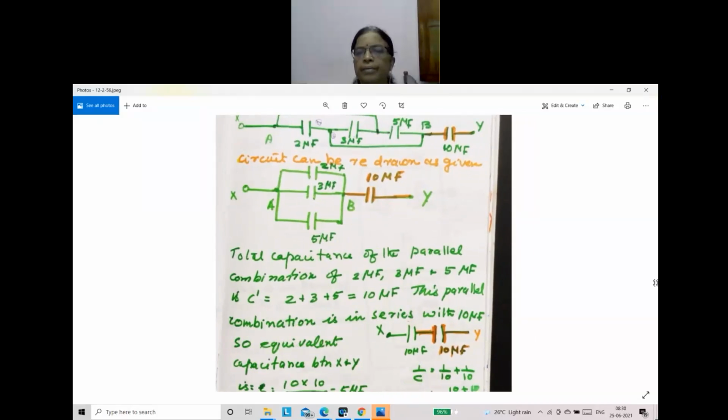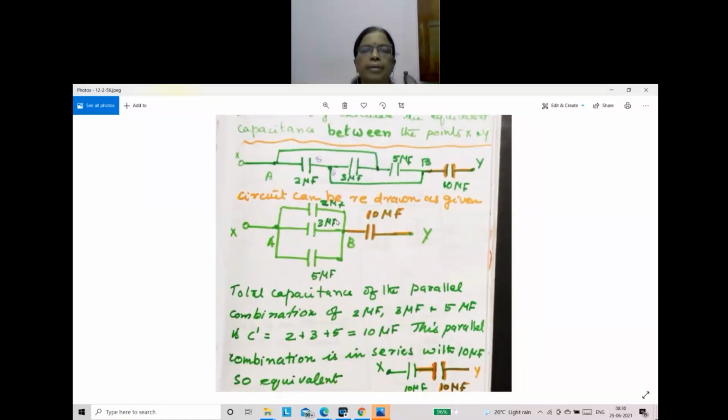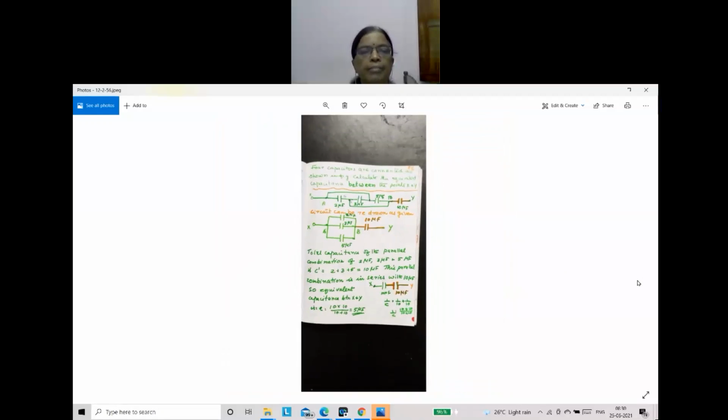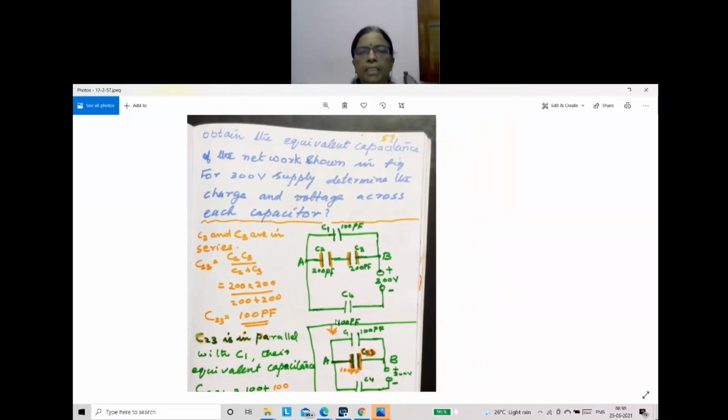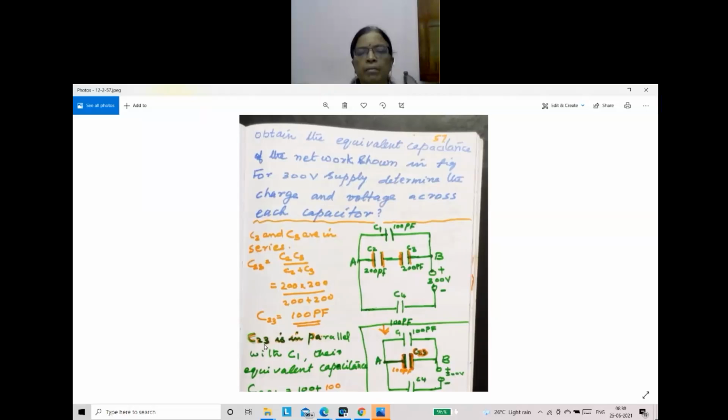The only thing is that you must understand these three are in parallel. Okay. This is an NCERT textbook question and important also. This combination: see where the connection comes, that you have to find out.